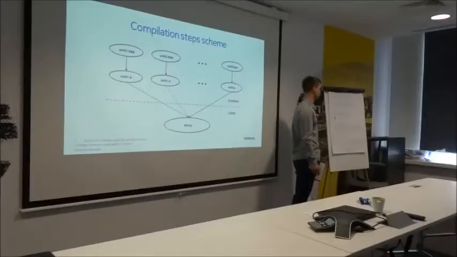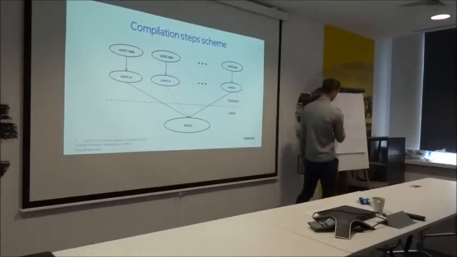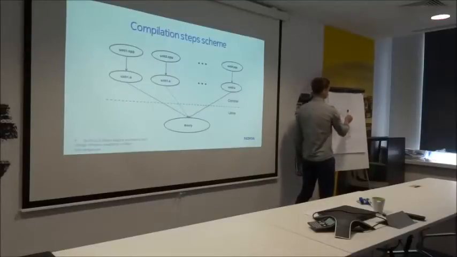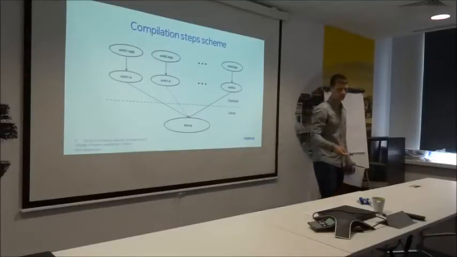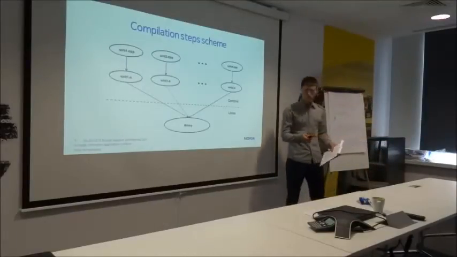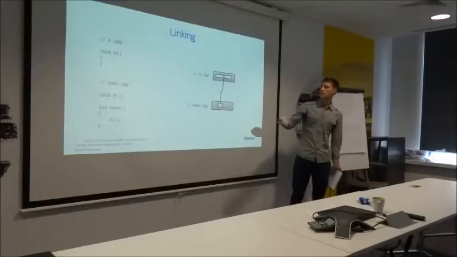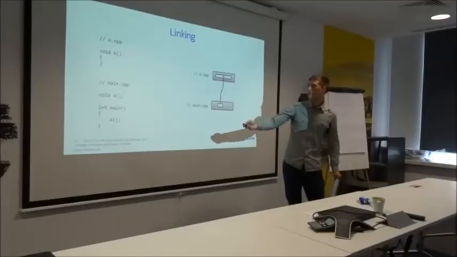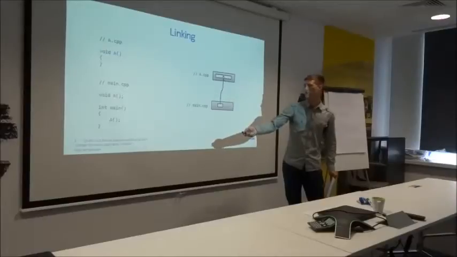Well, if we combine this object file with the object file where foo is defined, our work will be clear. Everything will be just perfect, exactly like in this example. We have a CPP file where a function is defined, and we have a main CPP file that uses this function.